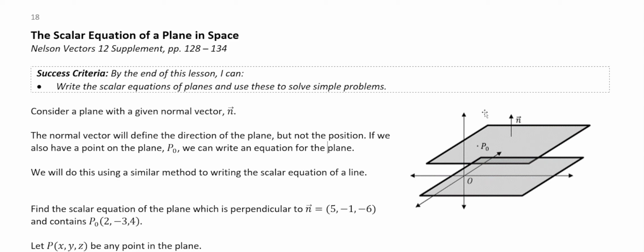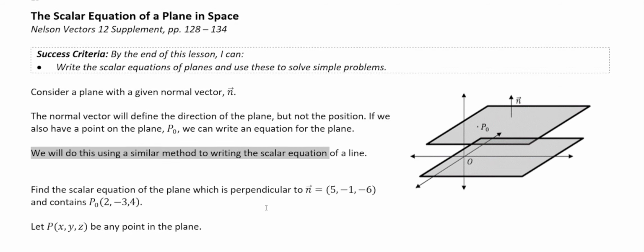That means that the normal vector can give you how the plane is oriented in 3D space, but not exactly where it is anchored in 3D space, so not its exact location. It just gives the orientation of a plane in 3D space. However, if you also have a point, P naught, on the plane, you can then say, okay, well, the plane exists in this exact location. You have both the orientation of the plane in 3D space and its exact location. So you're going to do this using a similar method to writing the scalar equation of a line.